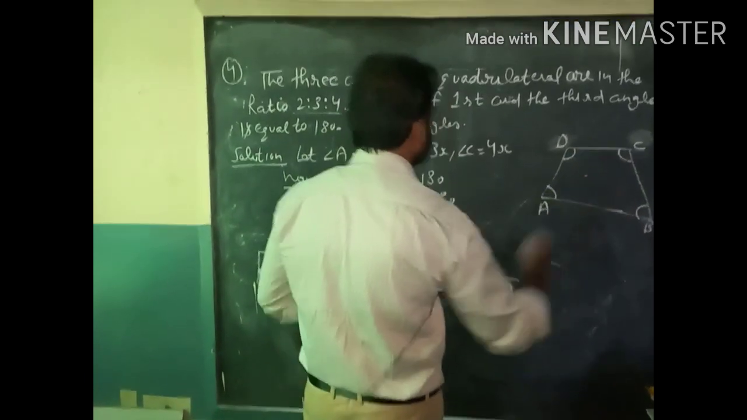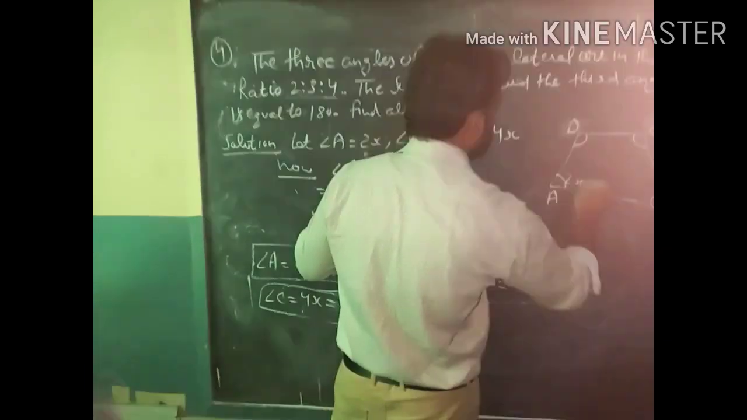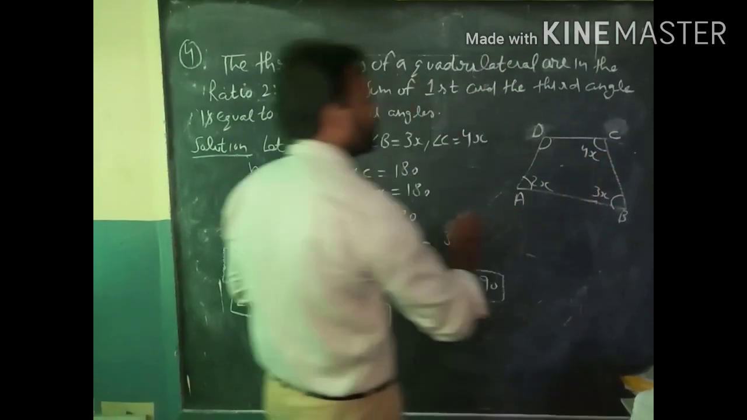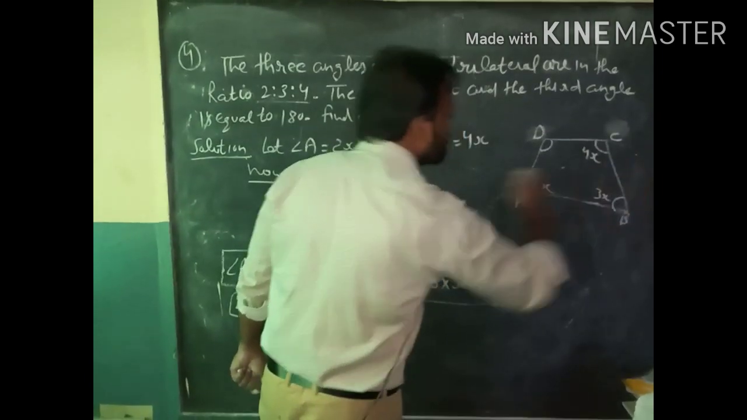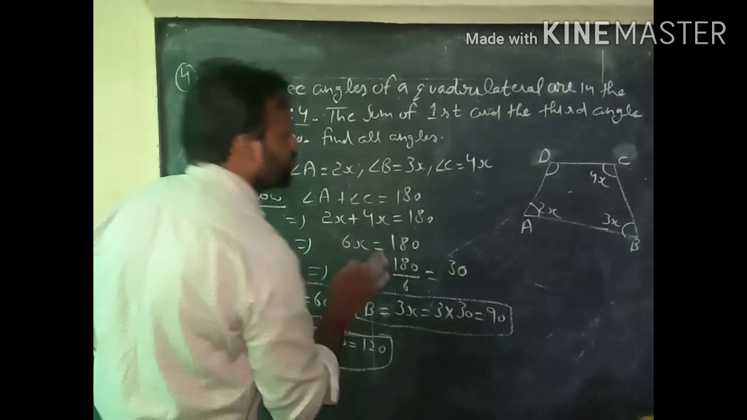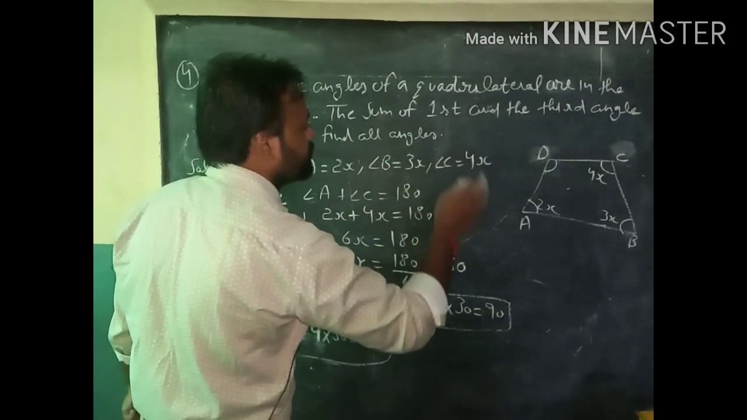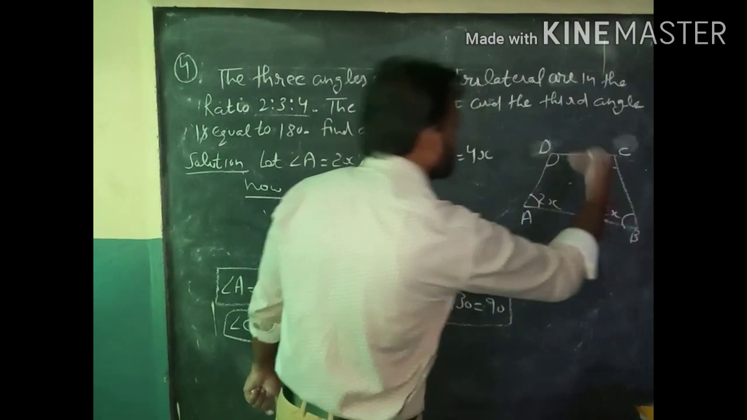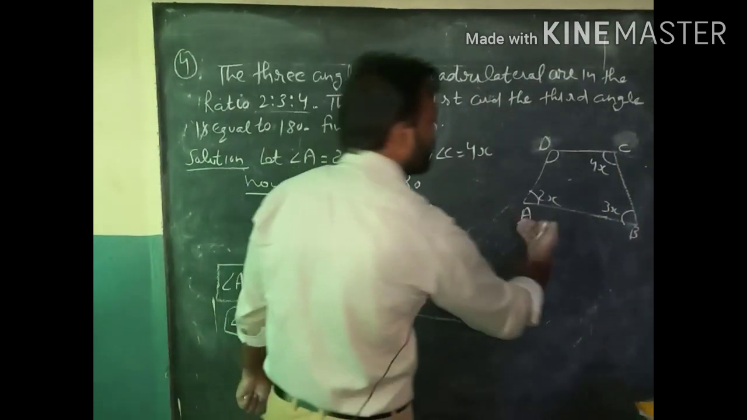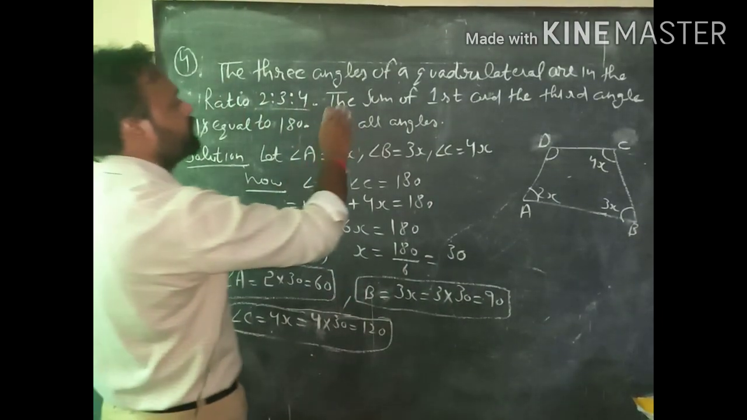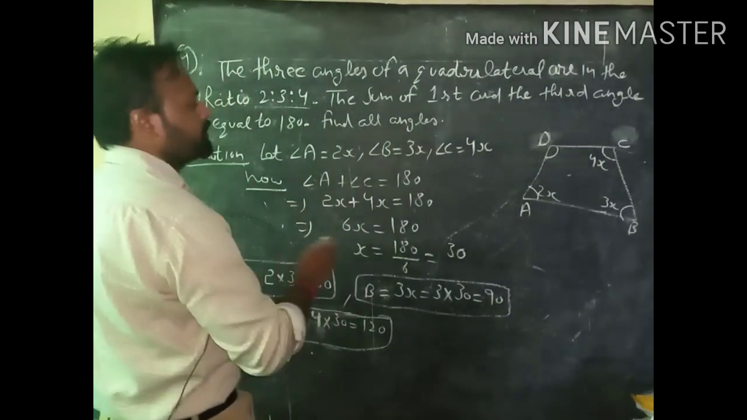I have also drawn a rough sketch here. Angle A is 2x, angle B is 3x, angle C is 4x. The ratio of only the first three angles is given to us, and the ratio of this last angle is not given. So no condition is given for it, and we have to start the sum by taking the values of A and C. Why? Because the sum of the first and the third angle is given.